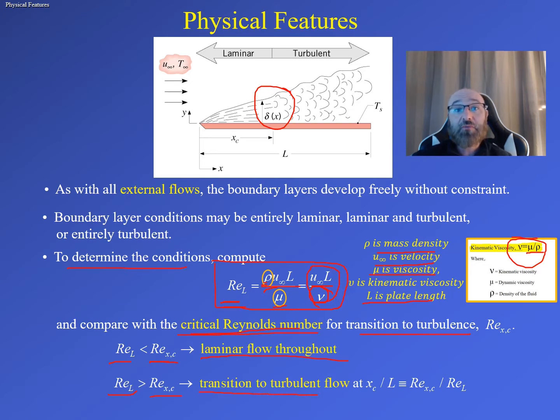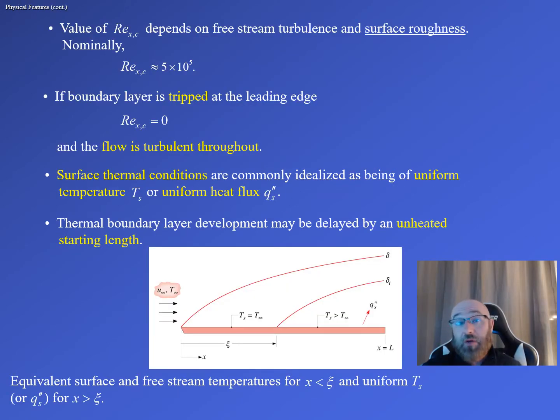But if the value from that equation above here is going to be greater than our critical Reynolds number, then the transition to turbulent flow at that distance here, we see x sub c over L, so there's our x sub c and there's our L right there, is equal to the ratio of our critical Reynolds number all over our Re sub L right there. So now the value of our critical Reynolds number is going to depend upon the free stream turbulence and the surface roughness. So nominally, we have that our critical Reynolds number here is approximately equal to 5 times 10 to the 5th. Now, if the boundary layer is tripped at the leading edge, then we have the case here where our critical Reynolds number is 0 and the flow is turbulent throughout.